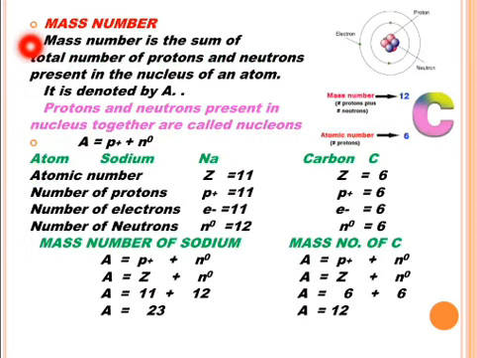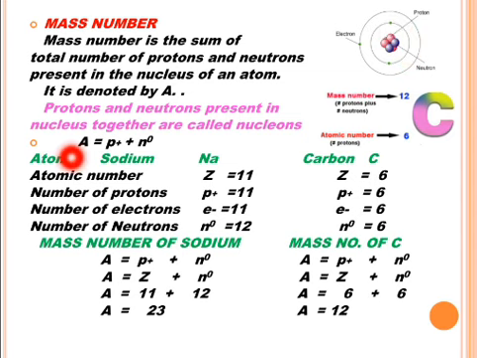Let us start with mass number. What is mass number of an element? Mass number is the sum of total number of protons and neutrons present in the nucleus of an atom. It is denoted by capital letter A. Students, protons and neutrons present in the nucleus together are called nucleons.